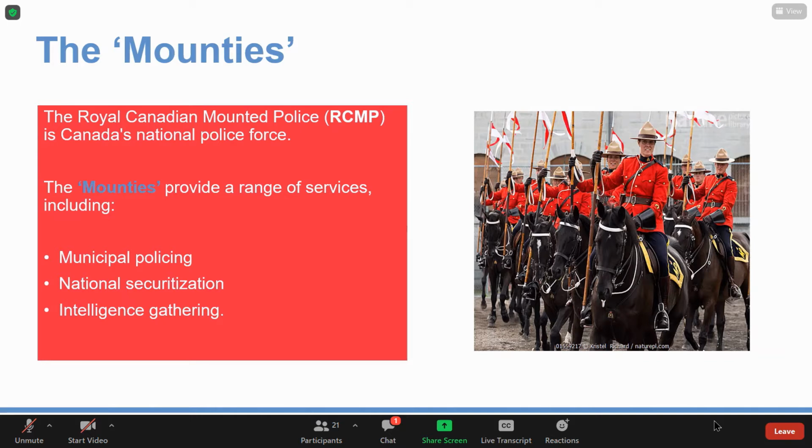Apart from just the normal municipal police, which you see on the street, they are also doing the national security, and they're also doing the intelligence gathering. So like the CIA and FBI, things like that, they all are done here by the RCMP. They have different departments, but it's all under the same RCMP, our Mounties. And this is a uniform, which is very typical of Canada.